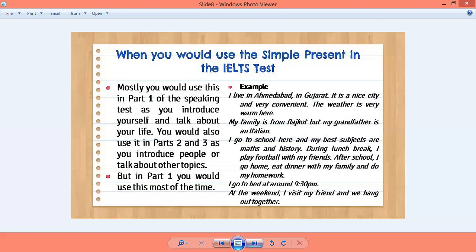I go to school here and my best subjects are maths and history. During lunch break, I play football with my friends. To play, again, it is simple present, first form of verb, right? After school, I go home. Go, simple present, first form of verb. I go home, eat dinner with my family, and do my homework. I go to bed at around 9:30 p.m. At the weekend, I visit my friend and we hang out together. यहाँ पे visit, again it is first form of verb.